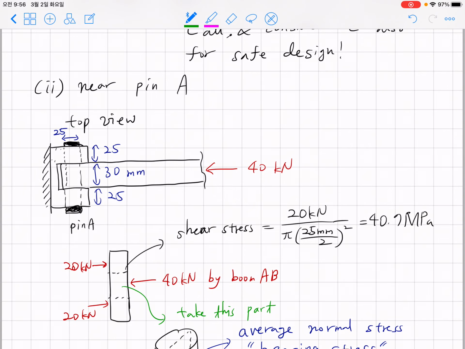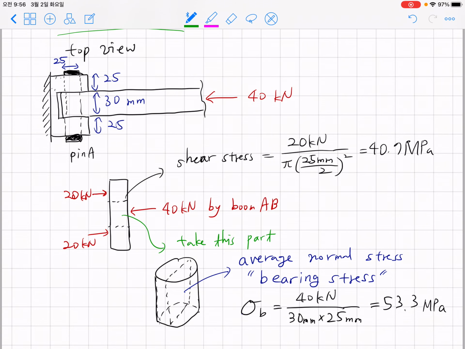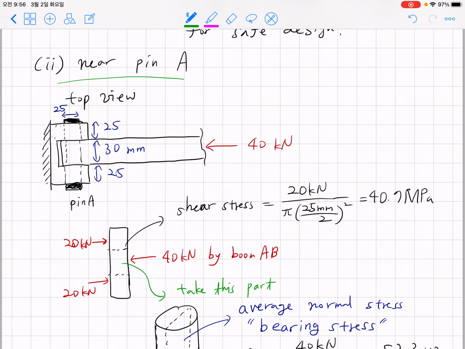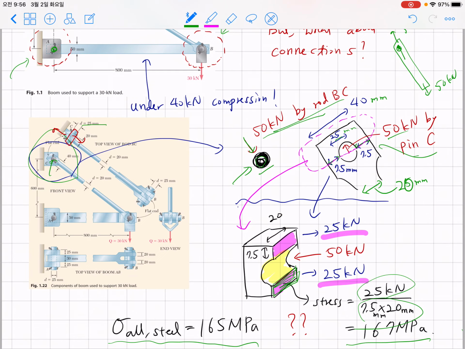Now let's consider the connection around pin A. How can I explain this better? Let's focus on pin A first. Pin A is located here, and this is pin A. If you look at the top view, this is how pin A looks. So this is your pin A, inside this boom and anchor.